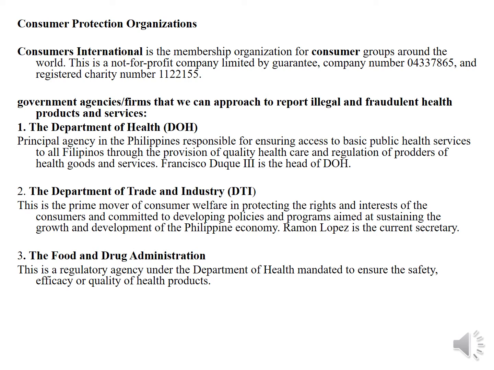The Food and Drug Administration. This is a regulatory agency under the Department of Health mandated to ensure the safety, efficacy, and quality of health products.